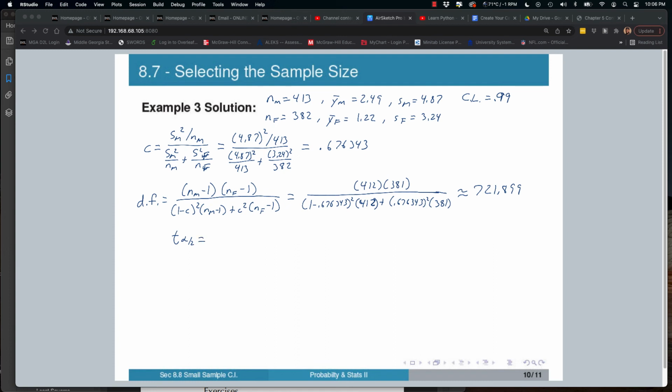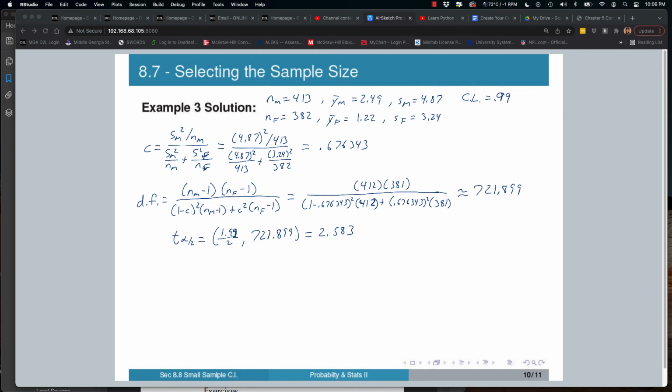should be 1 plus the critical value, which will be 1 plus 0.99, or 1.99, divided by 2, comma, the degrees of freedom of 721.899, and that gives me a critical value of 2.583. Now we have everything we need to plug into our formula.